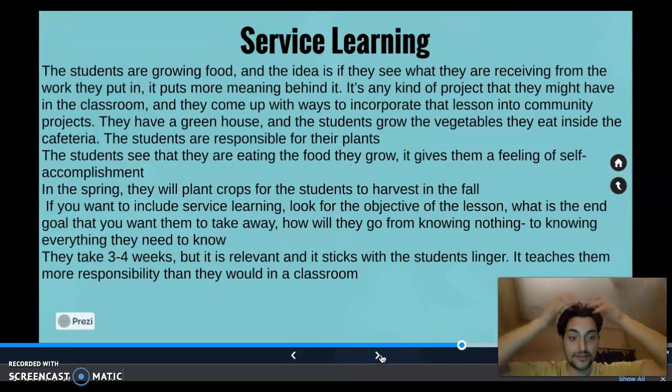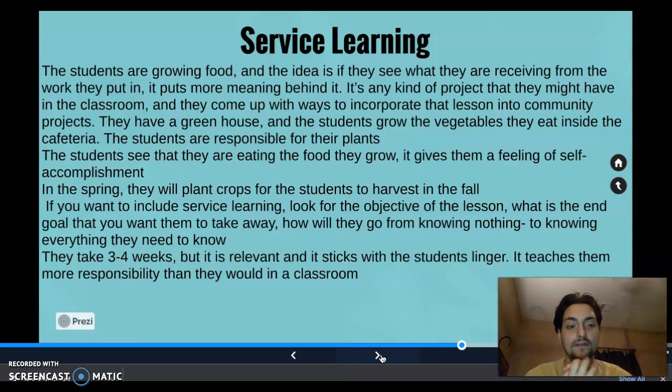So the next one was service learning, and in this one it was really cool because the students have their own greenhouse and they were growing their own food. Just like any kind of project that they would have in a classroom, you want to incorporate it into the community. And this lesson teaches them how they can be self-sustainable in their own backyards, growing their own crops. And it was really cool to see because the crops that they were growing inside school hours, they were eating in the cafeteria, and they were also sharing their food with the middle school and elementary school.